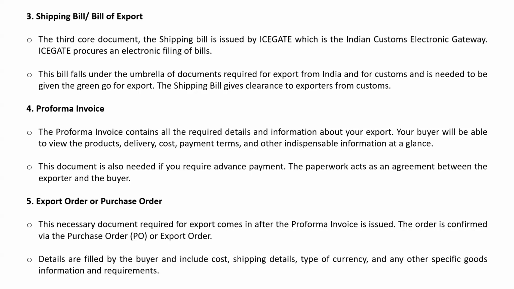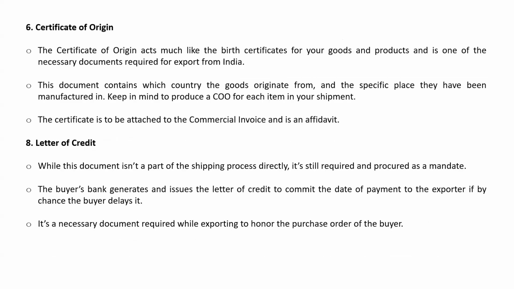It includes the cost of the product. Here in the purchase order, the cost of the product is mentioned, whereas in the pro forma invoice, in most cases, the price of the products will not be mentioned. So cost, shipping details, type of currency, and any other specific goods information required will be in the purchase order or export order.